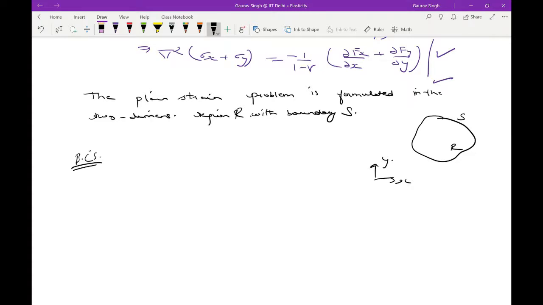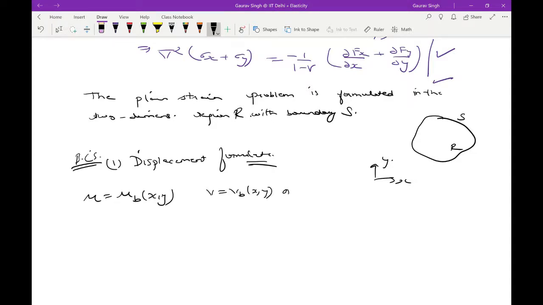So the displacement formulation: you may remember that elasticity problems can be formulated in two ways, one using displacement, the other using tractions. So this is the first part, which is the displacement formulation. You would formulate your problem in terms of displacements if the boundary conditions are primarily in terms of displacement. So u would be equal to ub(x, y), v will be equal to vb(x, y) on S.